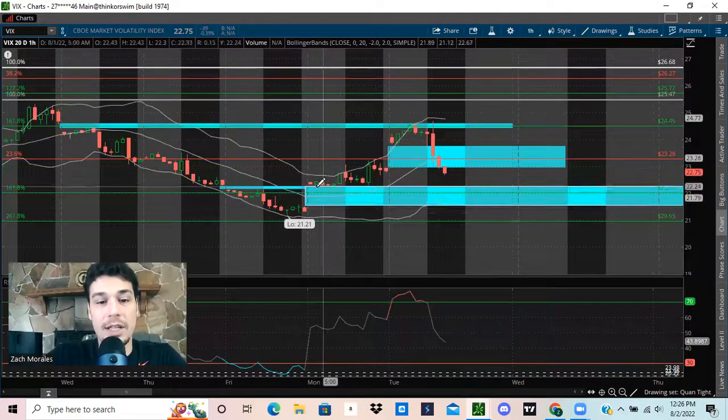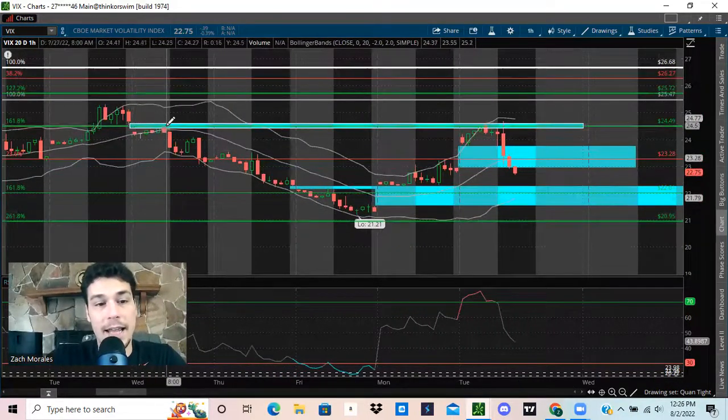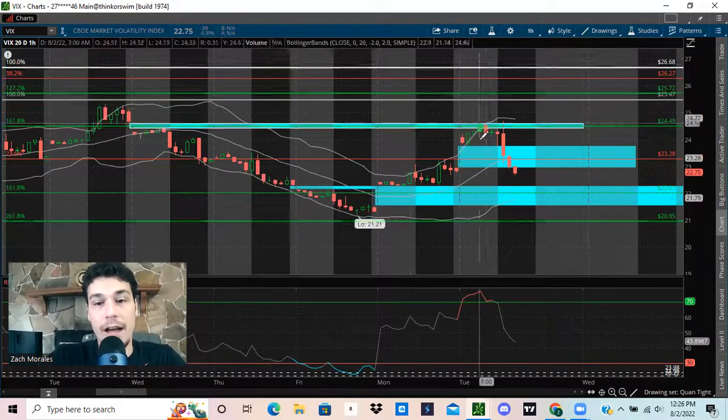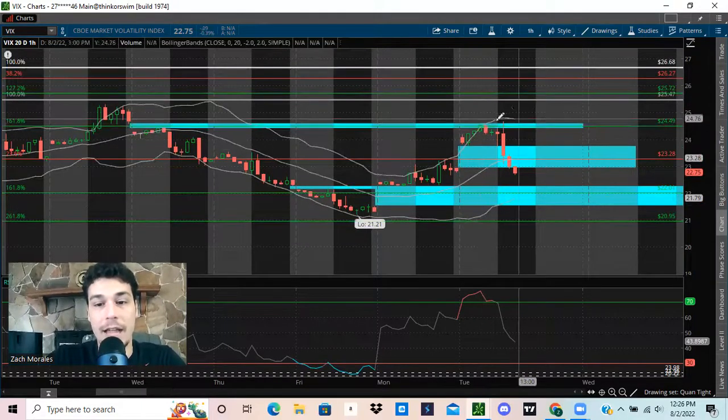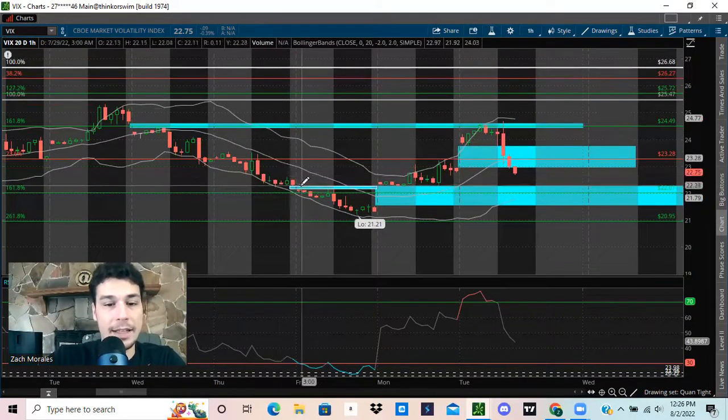And what this did was create gaps down to fill. So we went over the last Tuesday and Wednesday gap. And if we look, 1, 2, 3, 4, 5 trading days later is when we actually came in and filled the gap today. Then we had this gap right here. So this was another one.